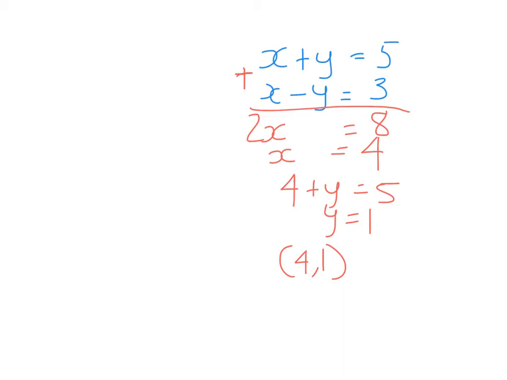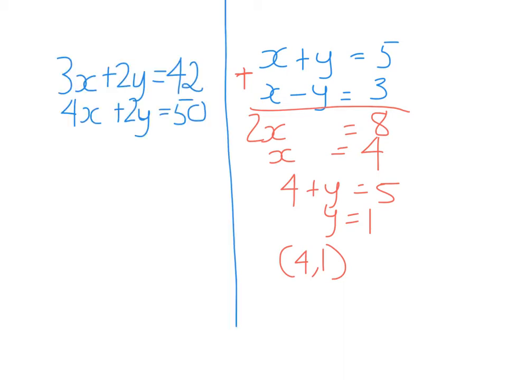So let's look at another example. So let's say I wanted to solve this equation and this equation simultaneously. I want to find a solution of this equation that's also a solution to this equation. I want to find something that solves both equations at the same time. I could graph this line and graph this line. The answer would be their point of intersection. But as I just said, graphing takes a while and it can be inaccurate. So instead, I'm going to use the elimination method.